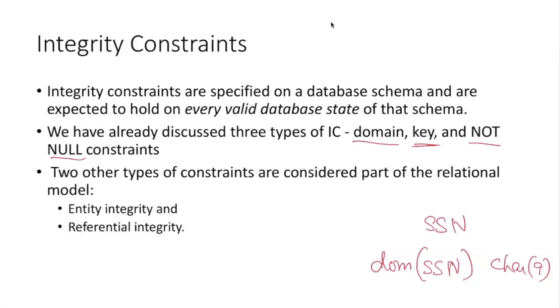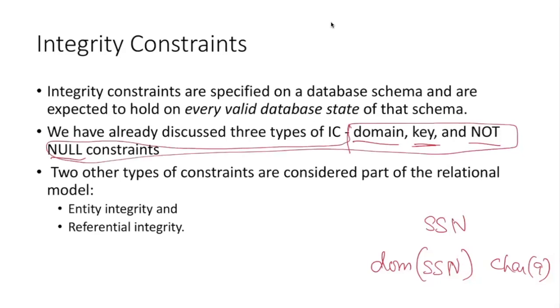So these are three types of integrity constraints of the relational model: domain constraint, key constraint, and not null constraint. Now, in addition to this, we have two very important, the most important, integrity constraints in the relational model. The first one is called the entity integrity constraint.